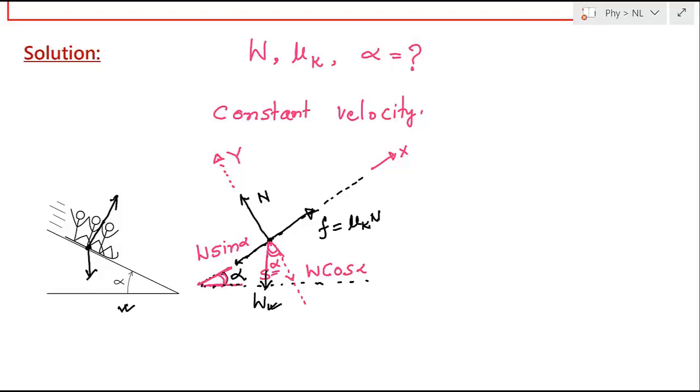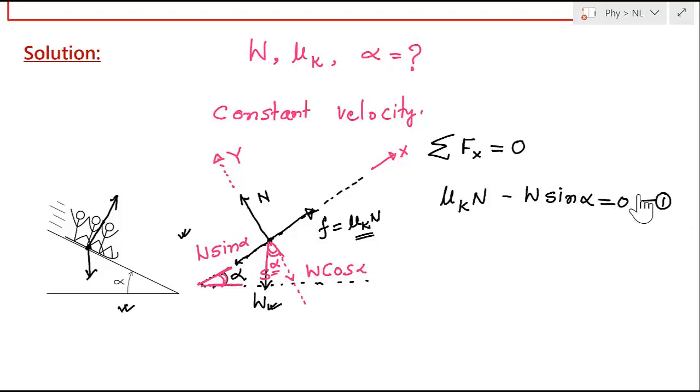Now let us write the equation of motion. First we will write the equation of motion in the x direction. Since this is in equilibrium, that is, moving with a constant velocity, the sum of the forces in the x direction is equal to 0. So what are the forces acting in the x direction? One force is mu k times N, acting in the upward direction, that is the positive direction, and this force in the downward direction, minus W sin alpha, equals 0. That is the sum of the forces. So this is my equation 1.